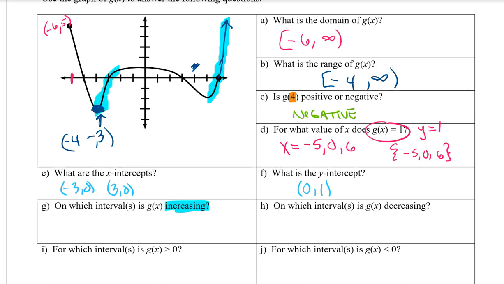And then we're going to have a negative slope along this region. So decreasing, so g of x decreasing. So that's going to be from right here. We've got decreasing. And I've got some decreasing right there.